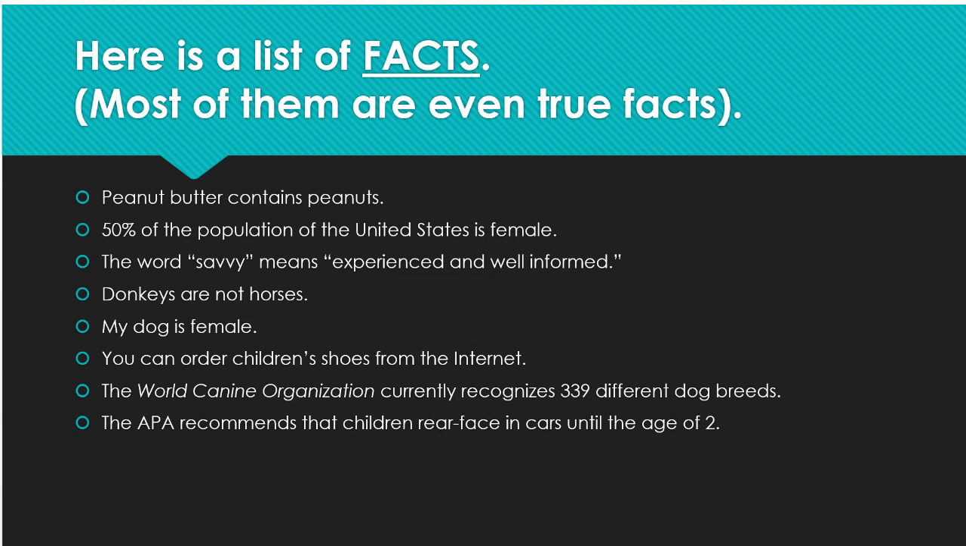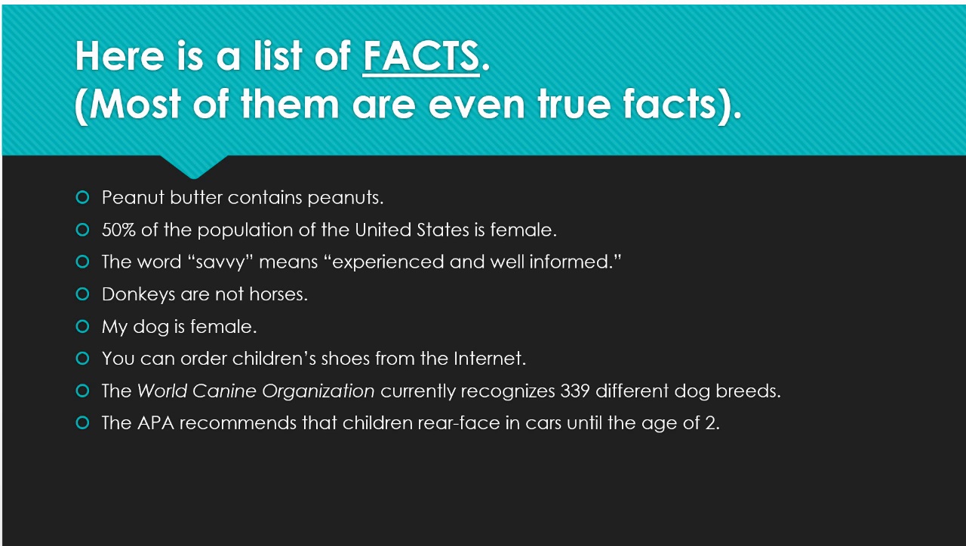Here's a list of facts. Most of them are even true facts. Peanut butter contains peanuts. 50% of the population in the United States is female. Now, I don't think that's a true statistic. I made that up. But we could check. We could check the census from the most recent census report, and we could see what the percentage of male and female is in this country. So if you can check it, it's a fact. The word savvy means experienced and well-informed. Check it in your dictionary. Donkeys are not horses. Look it up. You will find an answer. They are not horses. My dog is female. Again, you are welcome to check.